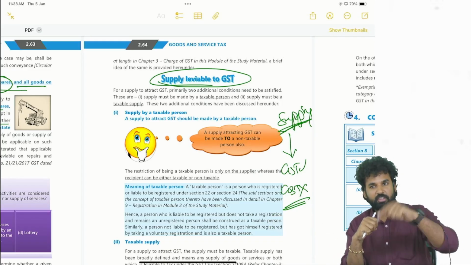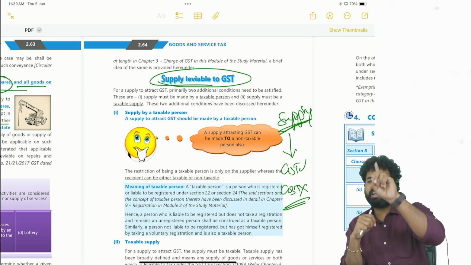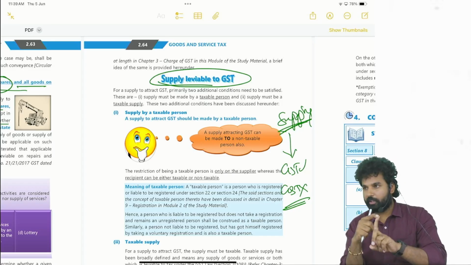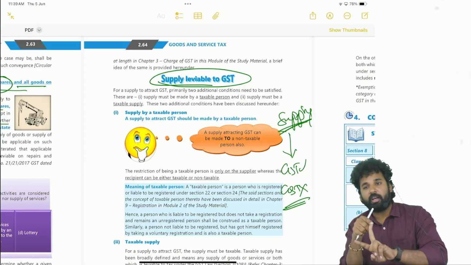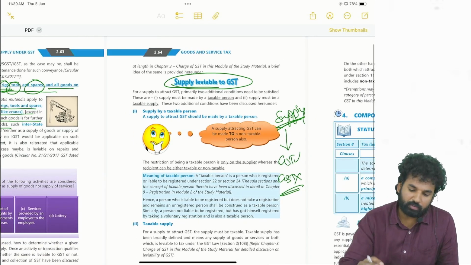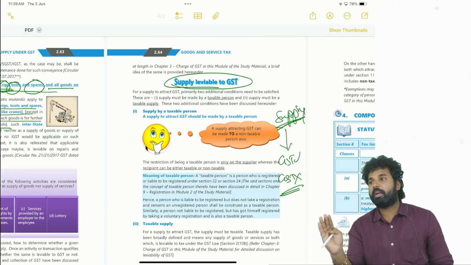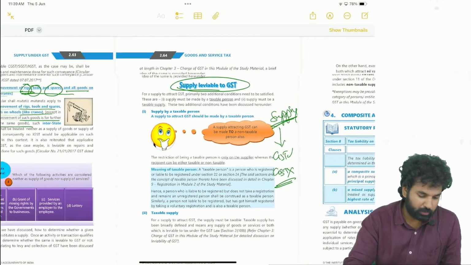See, in order to levy GST after it becomes a supply, two conditions need to be checked. Whether it is made by a taxable person, and whether they are making a taxable supply. If it is an exempted supply, GST will not come. If it is made by a non-taxable person, then also GST will not come. So if these two conditions are satisfied, then only GST will be levied. You got this? Correct. So after becoming a supply, GST shall be levied only upon satisfying two conditions: when it is made by a taxable person, and when it is a taxable supply. Correct? Right. We'll stop here.